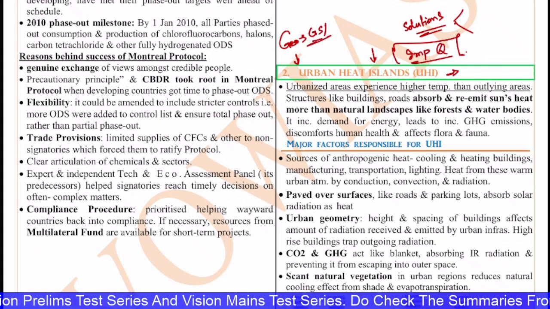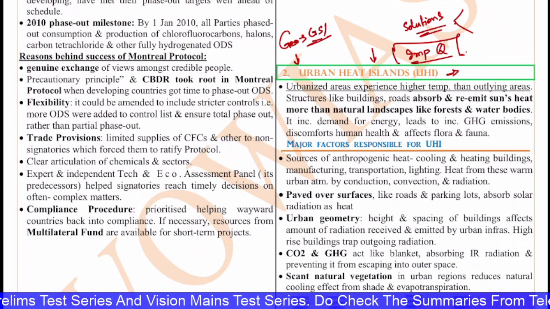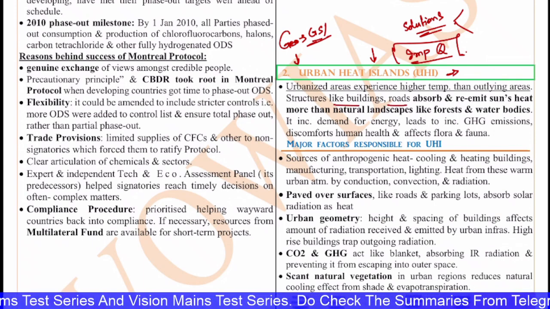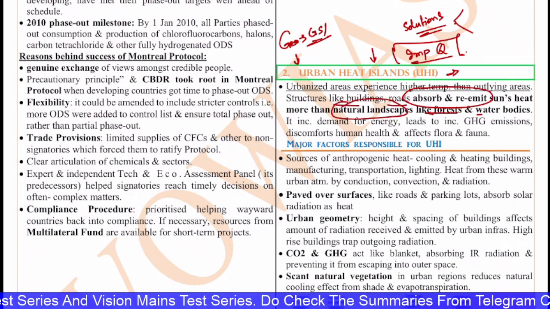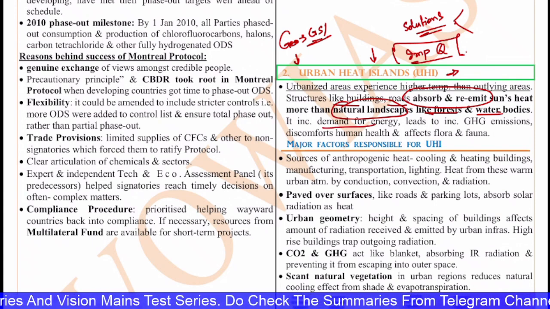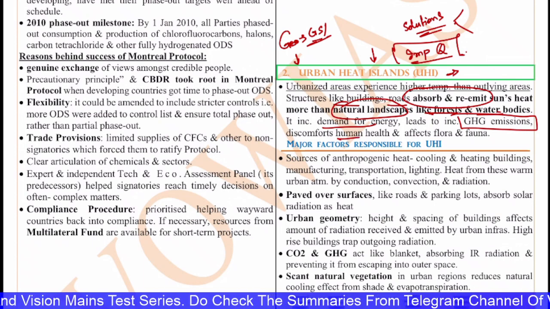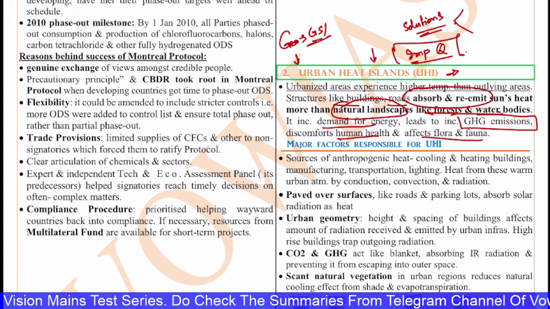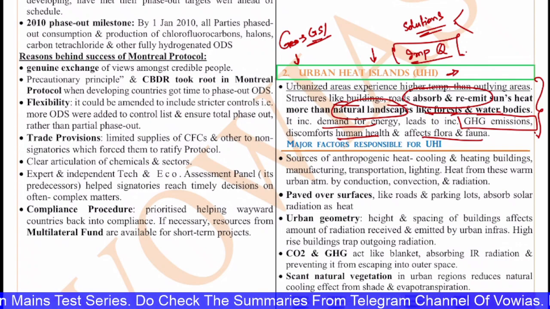The urbanized areas that experience higher temperature than outlying areas. The structures like buildings and roads absorb and re-emit the sun's heat more than natural landscapes like forests and water bodies. This increases the demand for energy, leading to an increase in greenhouse gas emission and causing discomfort to human health and affecting the flora and fauna. So this can be a standard introduction which you can write for this question.